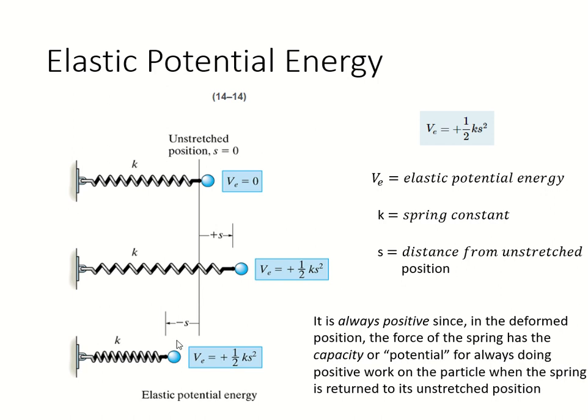Then we're going to compress it to minus S. Again, your reference is right here at zero, so going in that direction is negative, and going in this direction to the right is positive. And so you get elastic potential energy, which is positive, one half k s squared. Why this is still positive is because it doesn't matter whether S is positive or negative, we're squaring the S in our formula. So therefore your potential energy is always going to be positive for elastic potential energy.